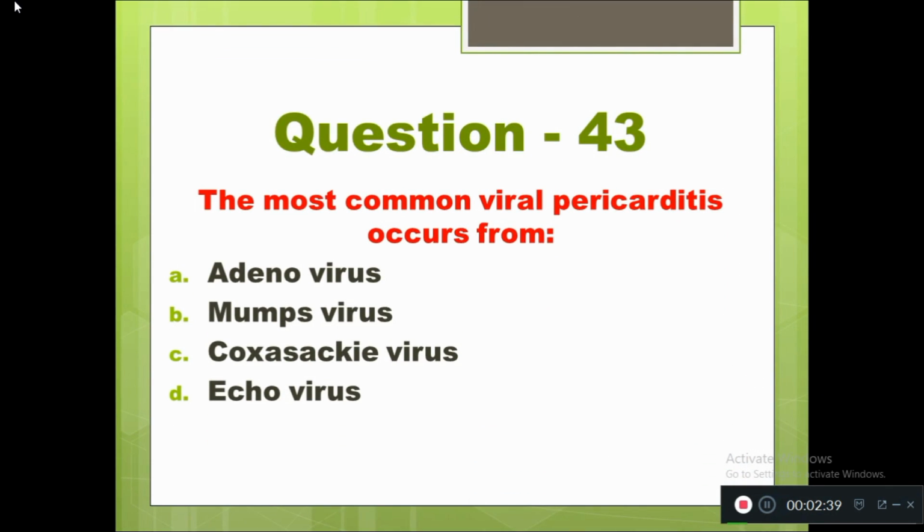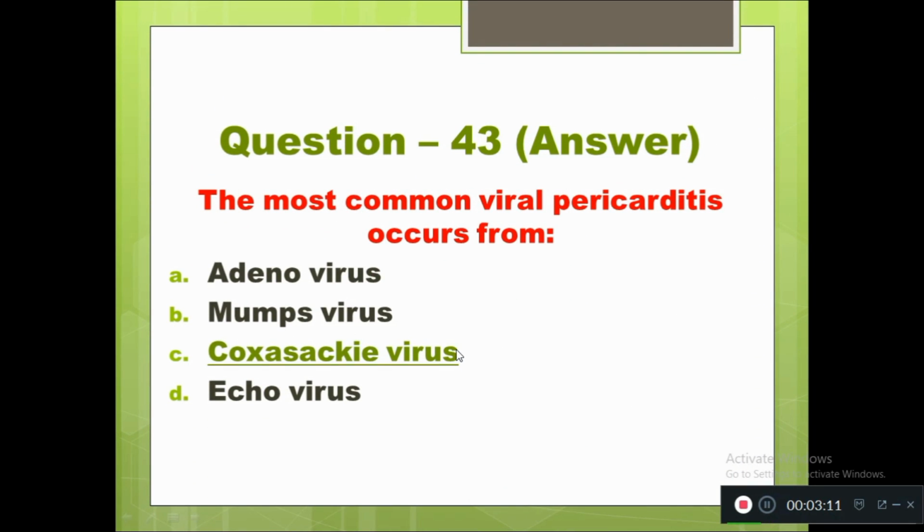Question number 43. The most common viral pericarditis occurs from option A, adenovirus, option B, mumps virus, option C, Coxsackie virus, option D, echovirus. These all are viral agents which may cause viral pericarditis. But which is the most common? Among these four, the most common cause of viral pericarditis is Coxsackie virus.